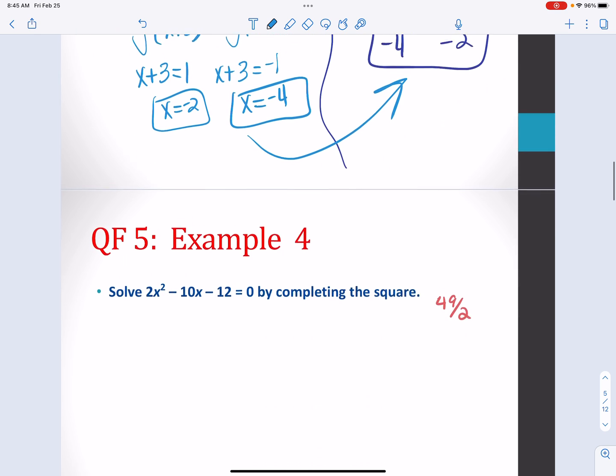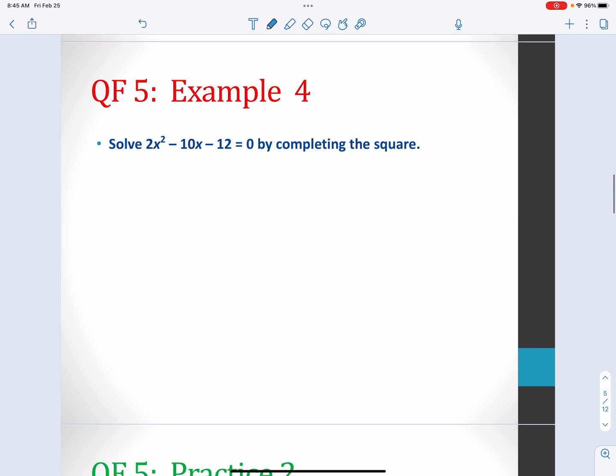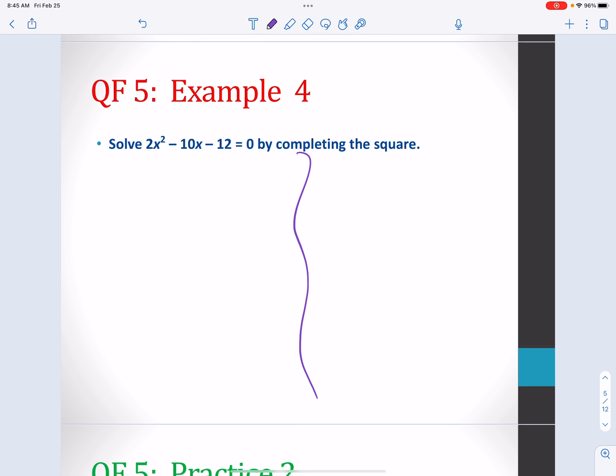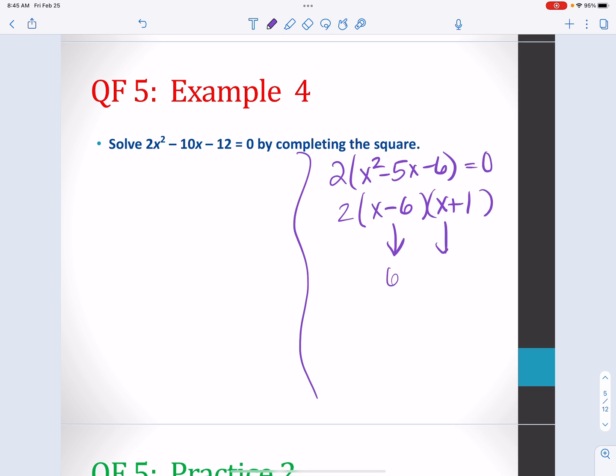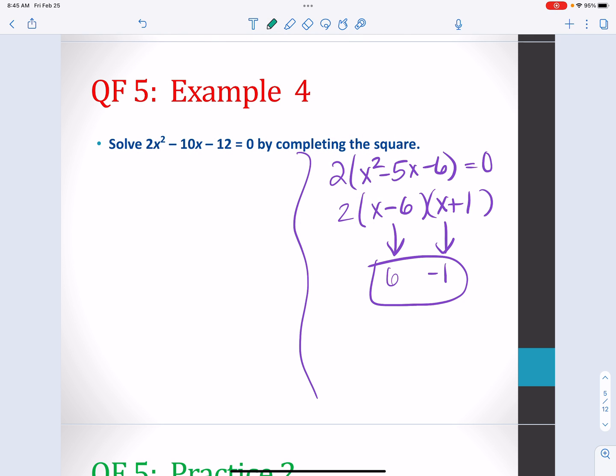Okay. Now, completing the square does get a little bit harder when you're dealing with a values. So this one's going to be a tad bit harder. Again, this is another one I could have done by factoring because I could pull a 2 out. And I could say factors of 6 that subtract to 5 are negative 6 and 1. So my answer is 6 and a negative 1. So this is going to be way faster to do this one by factoring. But I'm going to show you the steps of completing the square because they're not all going to be factorable.